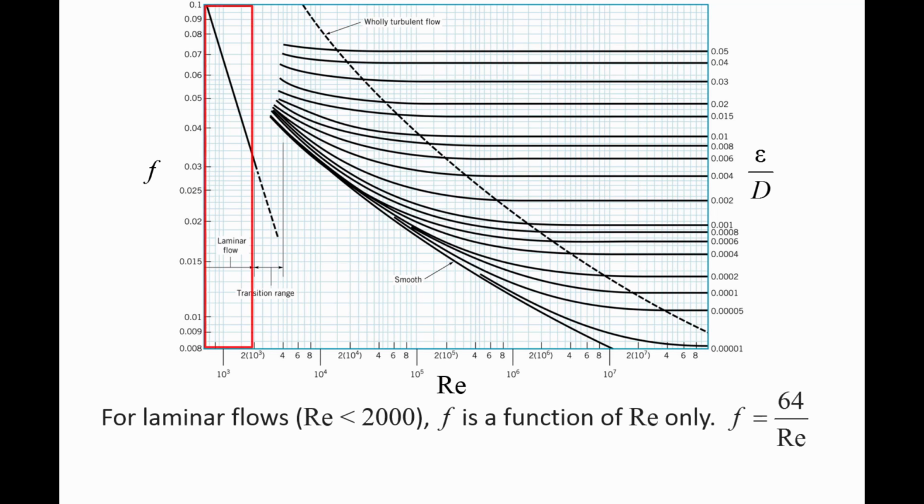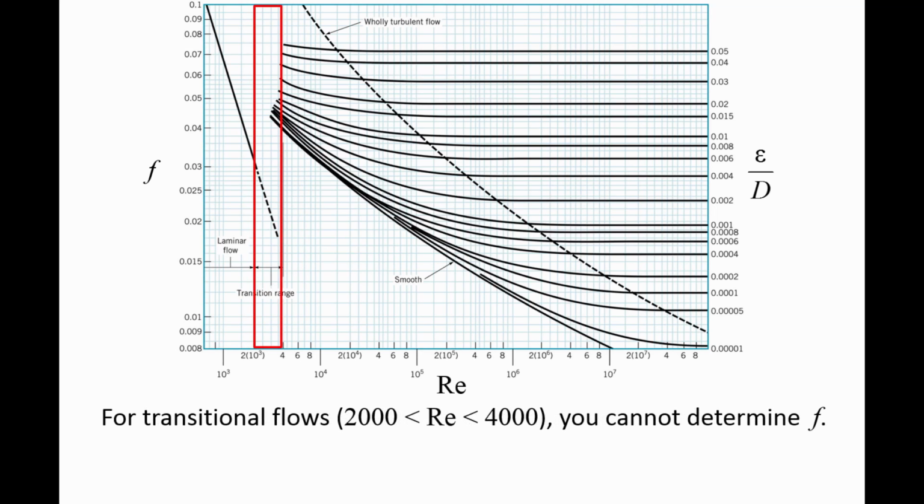If the Reynolds number of a flow is below approximately 2000, the friction factor is only a function of the Reynolds number and can be calculated directly from the formula 64 over the Reynolds number. This formula is represented graphically by a line on the left side of the Moody chart. If the Reynolds number is between approximately 2000 and 4000, the flow is in the transitional regime. There is no accurate method of determining the friction factor for this range of Reynolds numbers.